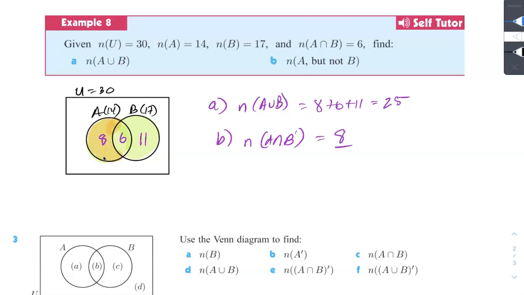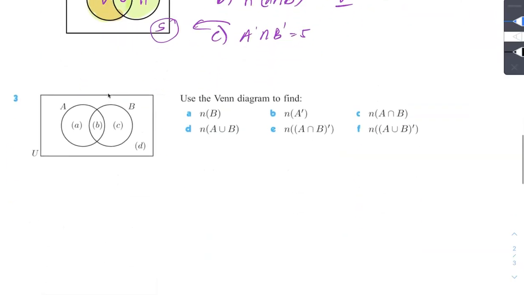By the way, a couple other things I can figure out. I know the universe is 30. How about if I asked you, C, what's in neither A nor B? What's on the outside here? I know the universe is 30, and I know these circles together are 25. So you just subtract. 30 minus 25 would be 5. Because this whole union plus the outside gets me 30. Okay, so there's that one.